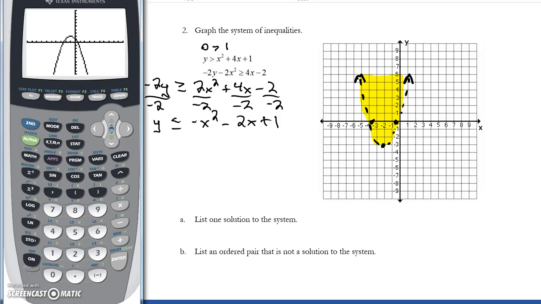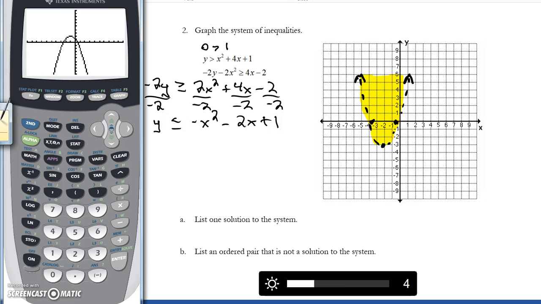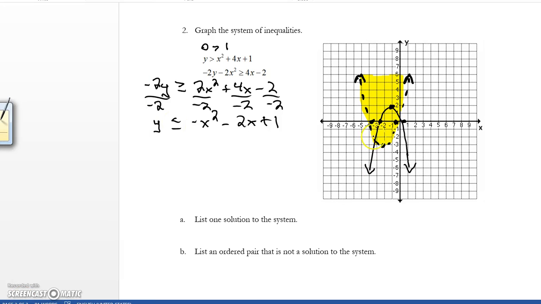This opens down. Now, I'm going to pause this, and I want you to graph it. I want you to graph the vertex and the x-intercepts, and when I come back, I'll have it completely graphed. Remember, when you graph this, this is a solid line, or a solid curve, I should say, because you have equal to there.